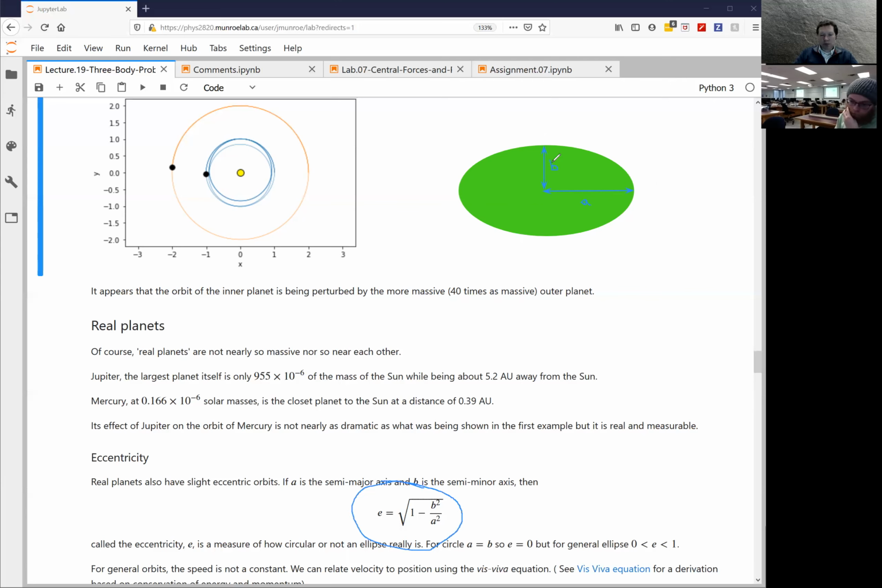Eccentricity is a relationship between these two things. Notice that if B and A are the same, then 1 minus B over A squared is the square root of 0. The eccentricity is just 0. Circles have an eccentricity of 0. So how eccentric are they? They're not eccentric at all.